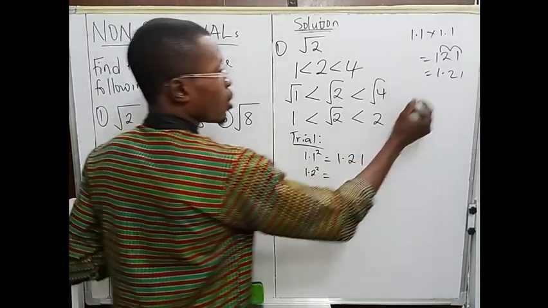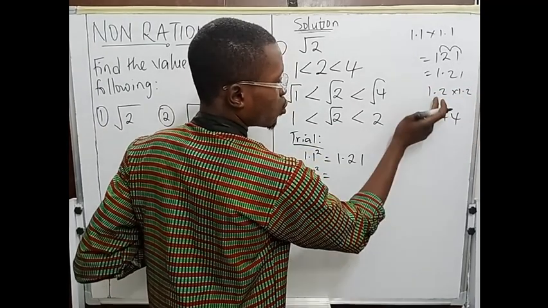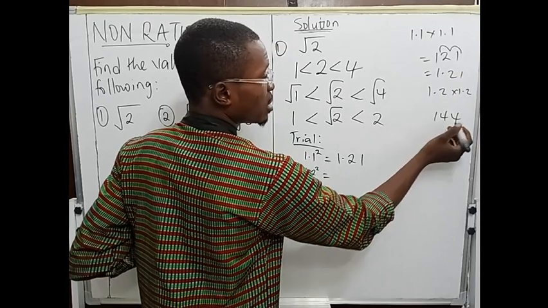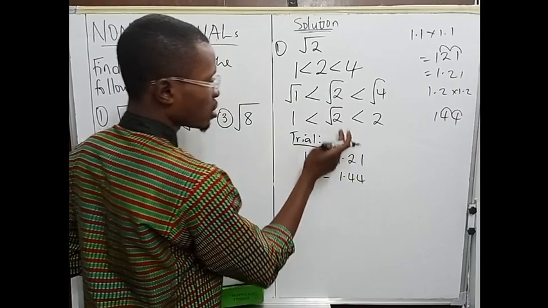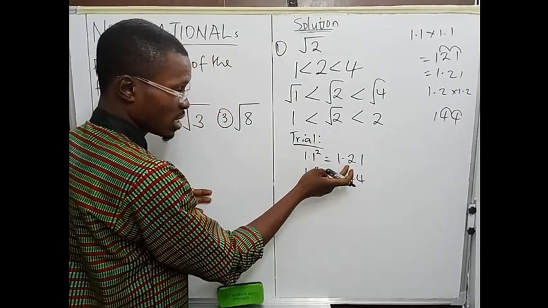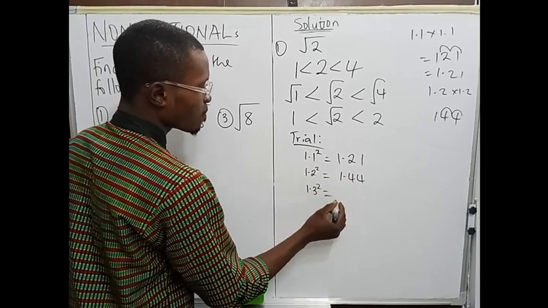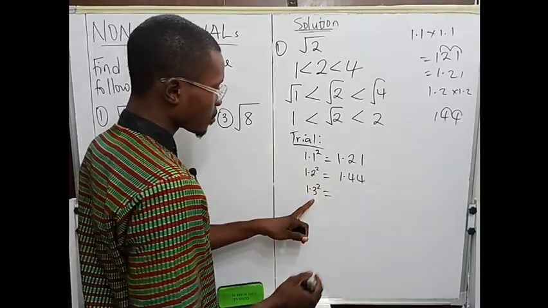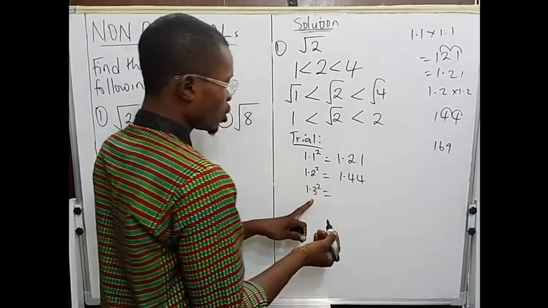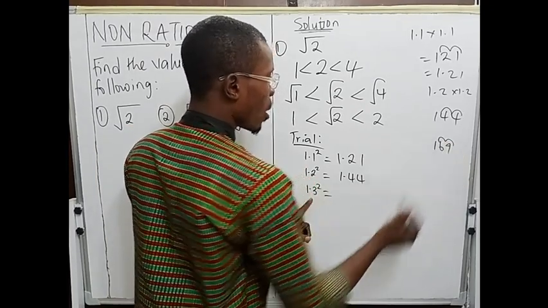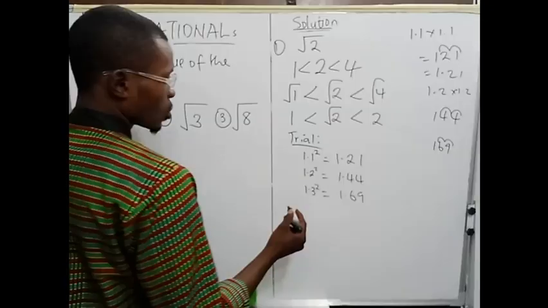1.2 square. 1.2 times 1.2. 12 square is 144. So one decimal place, one decimal place. In total, 2 decimal places. Move backward twice, 1, 2, is 1.44. Still close. So we prefer this to this now. This is closer to 2. So let's continue. 1.3 square. 13 square is 169. So 1.3 square is 1.69. So 1.69 is still closer to 2.